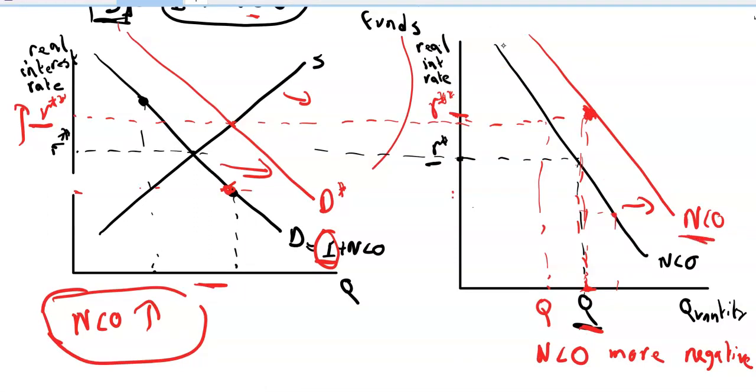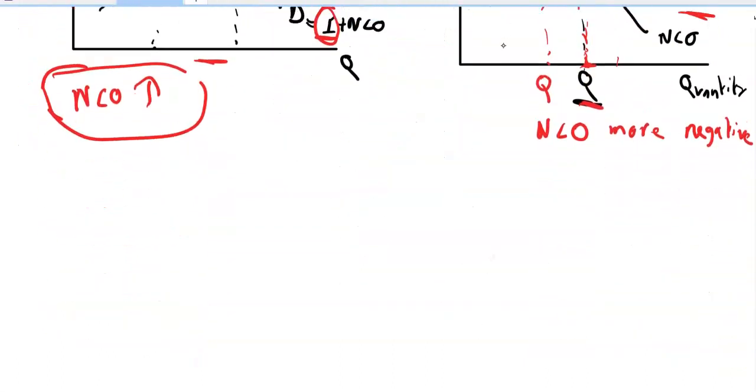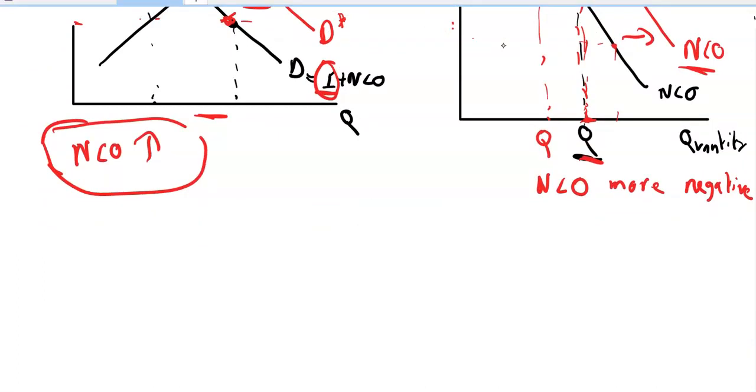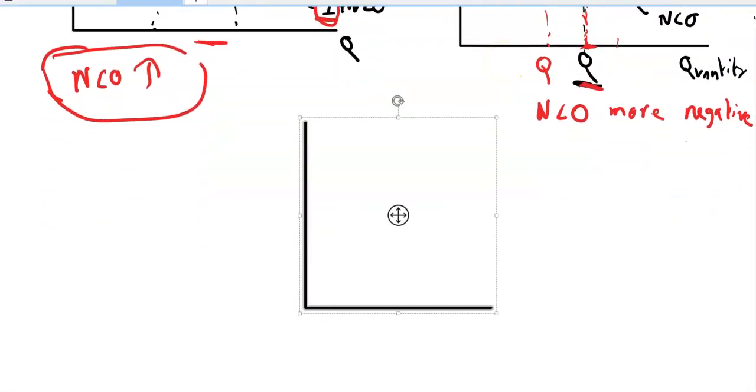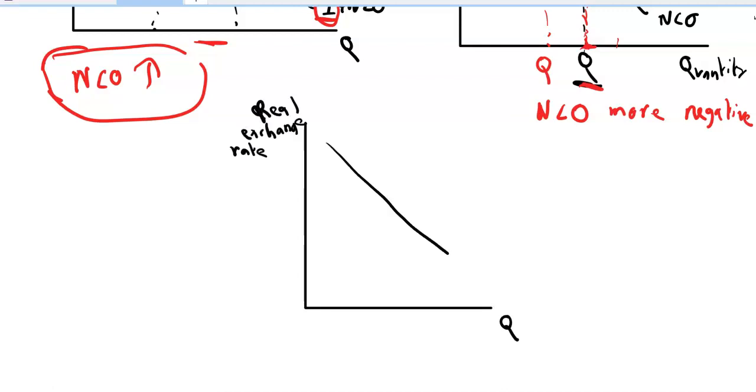Next, as we saw, there is a relationship with the exchange rate. So let's add the exchange rate down in the bottom right here. This is now the exchange rate market. This is going to be the quantity of dollars, and this is going to be the real exchange rate. The demand for dollars is going to be downward sloping. If the price is much higher, people will want fewer dollars. Let me write quantity of dollars.